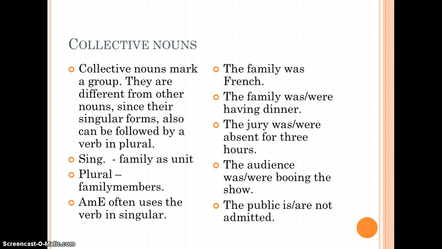We have collective nouns. They mark a group. They're different from other nouns since their singular forms can also be followed by a verb in plural. When you talk about a family as a unit, you talk about it in singular, but when you talk about the family members, you use plural. In American English, however, you often have the verb in singular, even if you talk about the family members. For example, the family was French, and then you can have both the family was having dinner or were having dinner. The jury was absent for 3 hours, or the jury were absent for 3 hours. Same thing with audience and public.